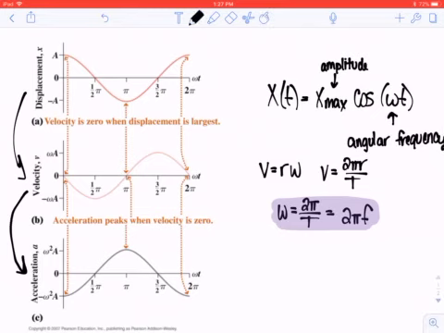Okay, so when my displacement is at its maximum, so right here, my acceleration is at its maximum in the negative direction. So some things to note right here. Velocity is 0 when displacement is largest. So when the displacement is biggest, it's not moving. Another thing, acceleration is going to be biggest when velocity is 0.